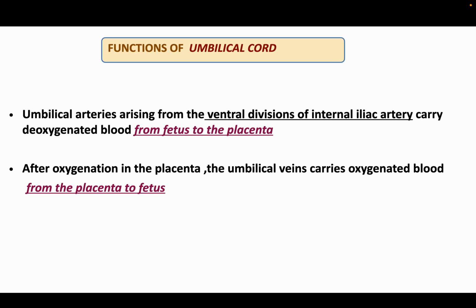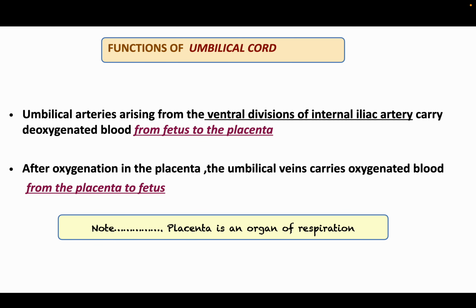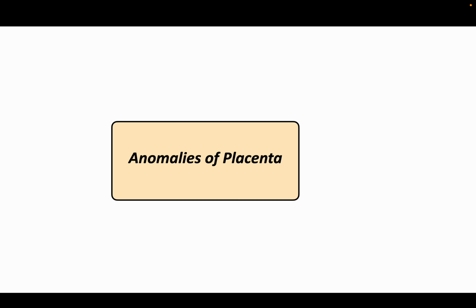Now, functions of the umbilical cord. Umbilical arteries arising from the ventral division of the internal iliac artery carry deoxygenated blood from the fetus to the placenta. After oxygenation in the placenta, the umbilical vein carries oxygenated blood from the placenta to the fetus. It is to be remembered that the placenta is an organ of respiration for the fetus.